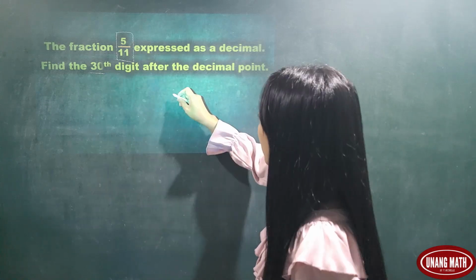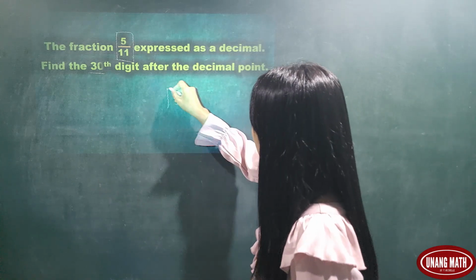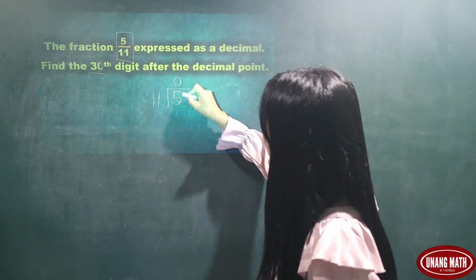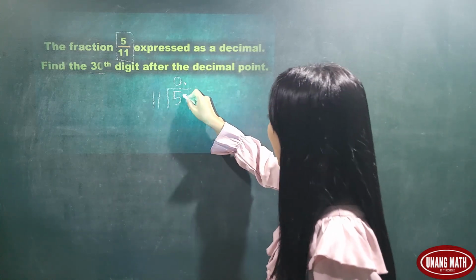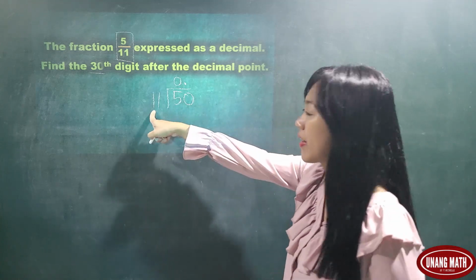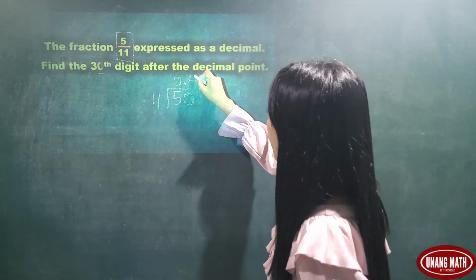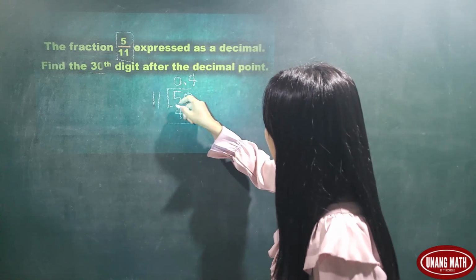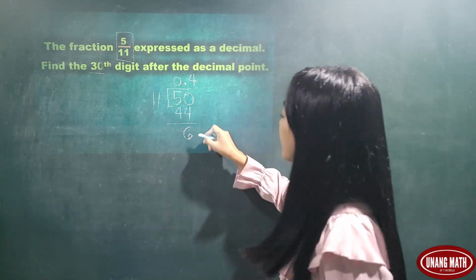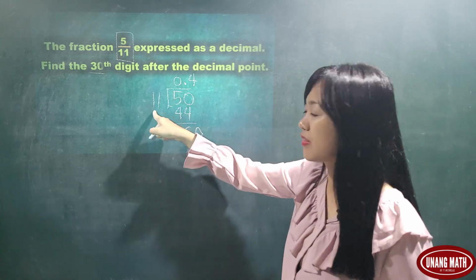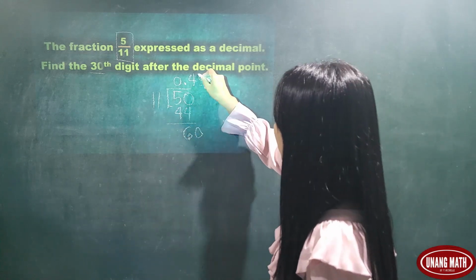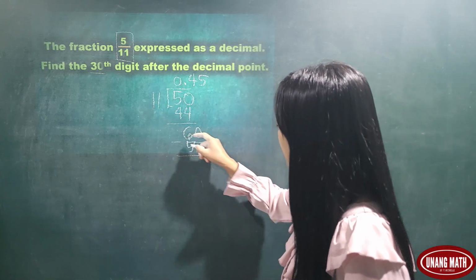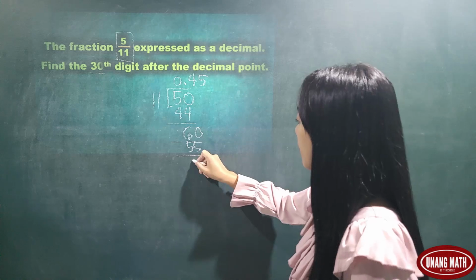Okay, let's do it. So it's going to be 5 divided by 11. 5 divided by 11 is 0. So 0 point and then add 0 here. So 50 divided by 11. This is 4. 4 times 11 is 44. 50 minus 44 is 6. Add another 0. So 60 divided by 11 is 5. 5 times 11 is 55. And then 60 minus 55, this is 5.